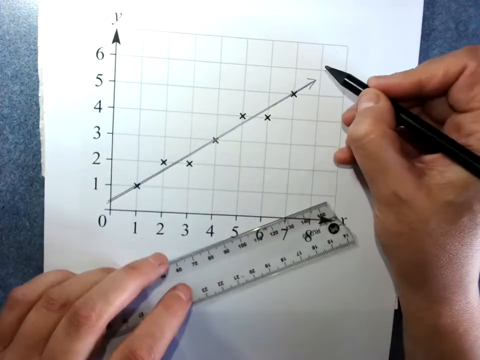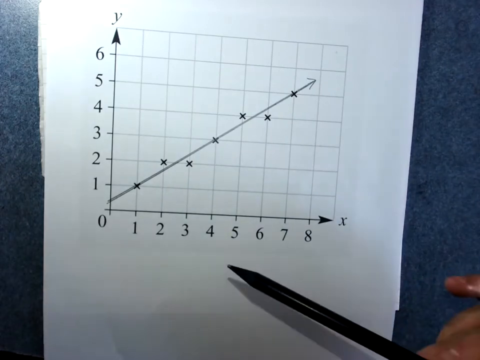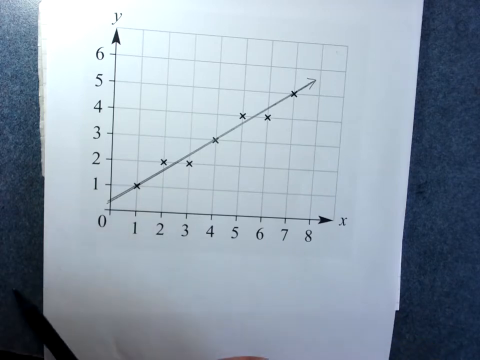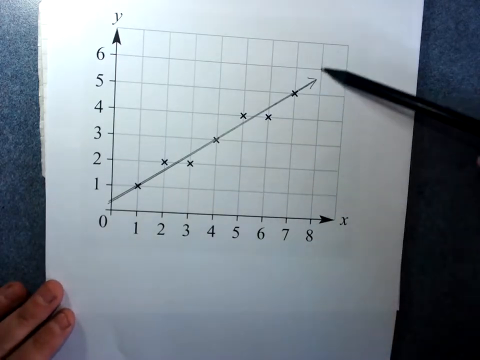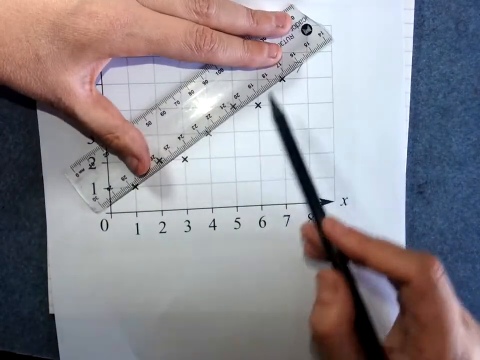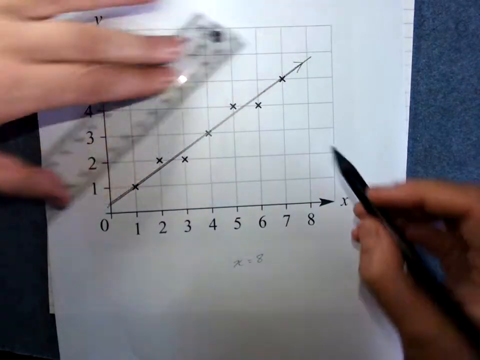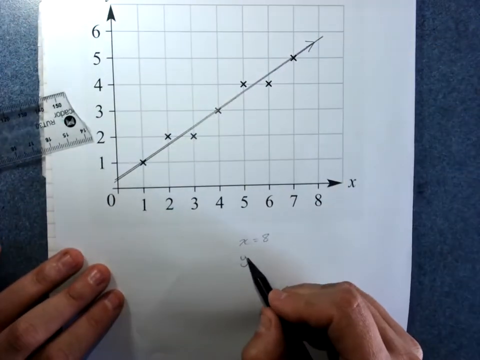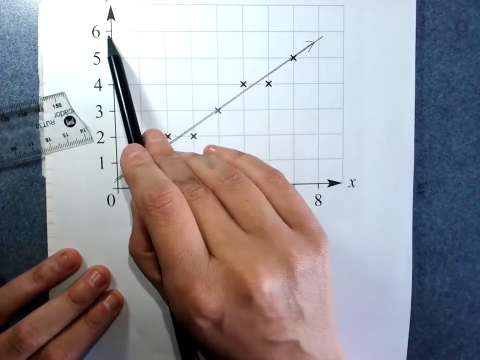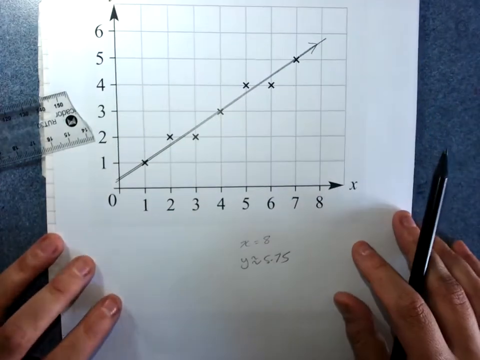Now the reason we'd want that is we're looking for some sort of ability to predict from this data. So if I had an x value of 8, what might I expect the y value to be? Now you can read that straight from a line, obviously. So when x is 8, we might expect y to be approximately, here's x is 8, take it across, 5.75. We are just estimating.